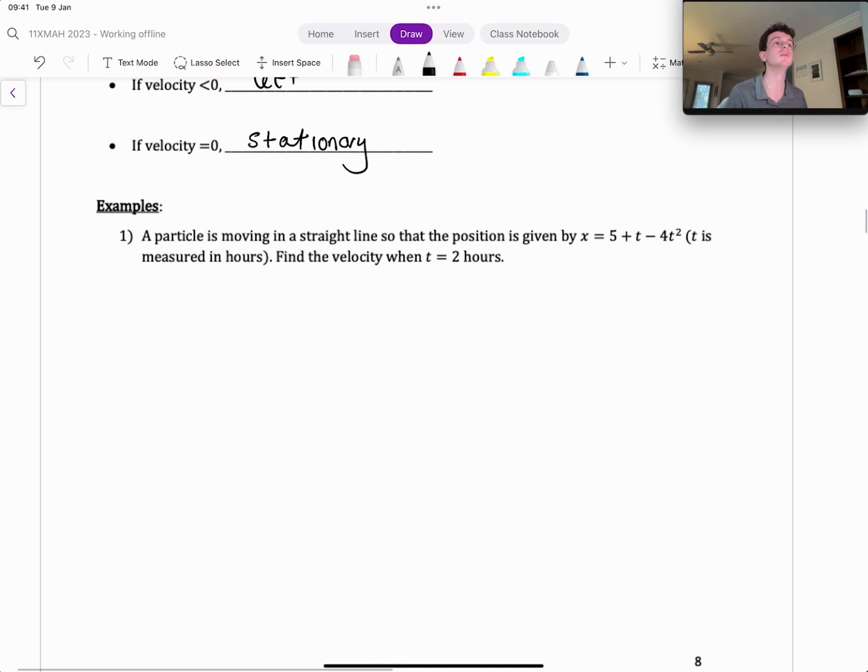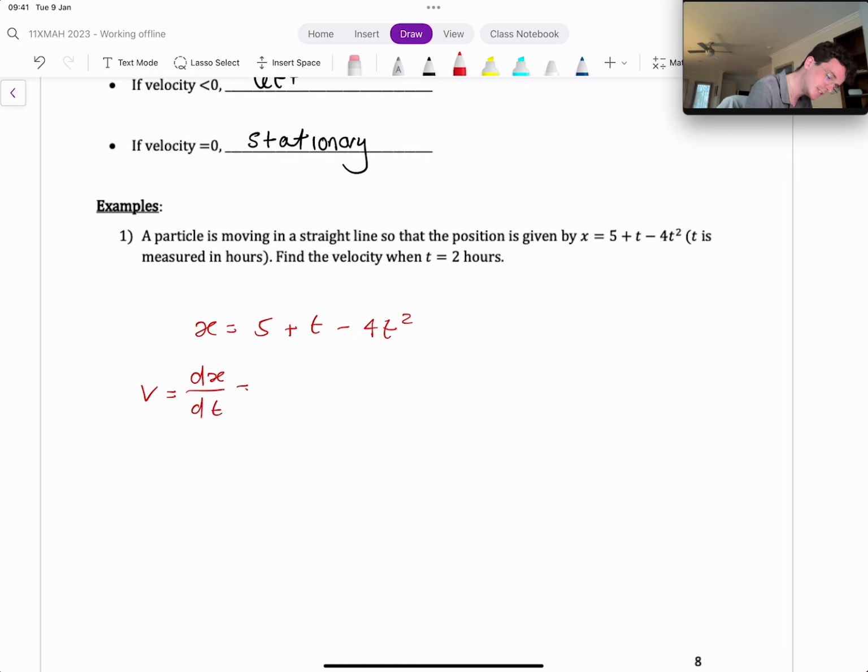A particle is moving in a straight line so that its position is given by x is equal to 5 plus t minus 4t squared. Find the velocity when t is 2. We know that x is equal to 5 plus t minus 4t squared. So our velocity is dx dt. Velocity is the differentiation, dx dt, which is 1 minus 8t. We're finding when time is 2. So 1 minus 8 times 2, your velocity is minus 16 meters per second.